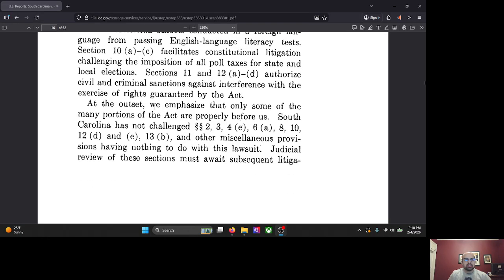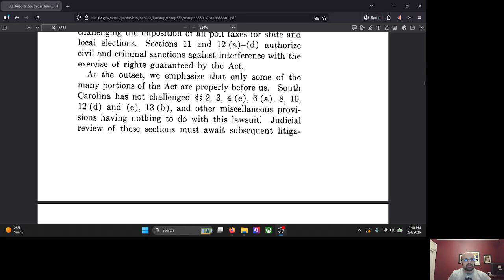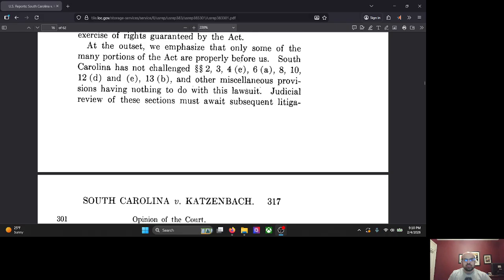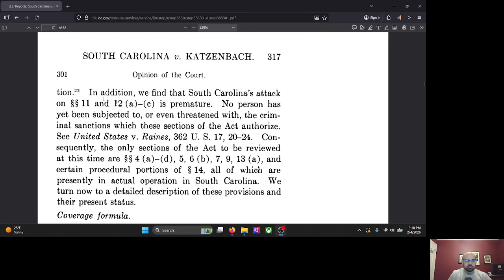At the outset, we emphasize that only some of the many portions of the Act are properly before us. South Carolina has not challenged subsections 2, 3, 4E, 6A, 8, 10, 12D, and E. 13B and other miscellaneous provisions have nothing to do with this lawsuit. Judicial review of these sections must await subsequent litigation.